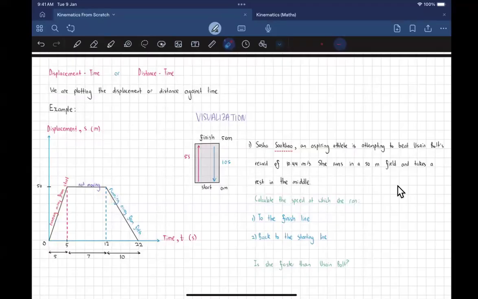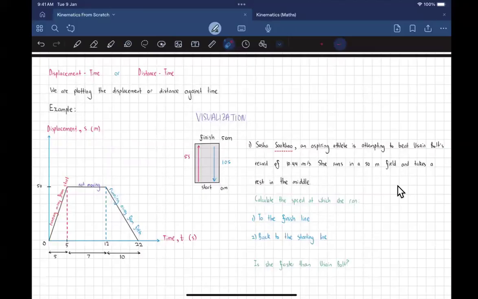50. Right? And how long did it take him to reach the finish? I mean, not the finish, the start. Tell me, 10 seconds. The answer would be 50 over 10, right?